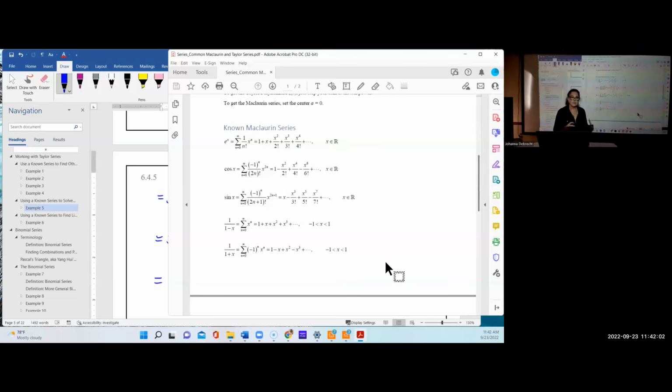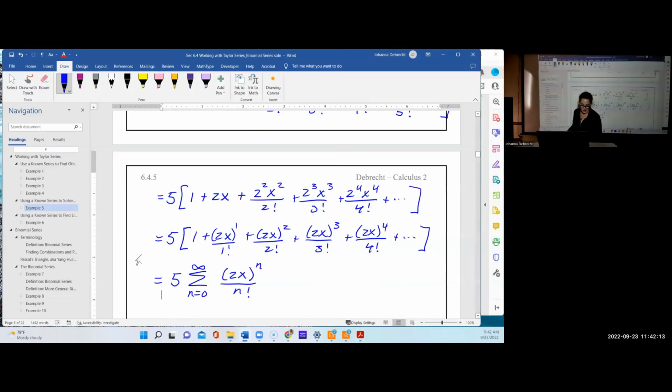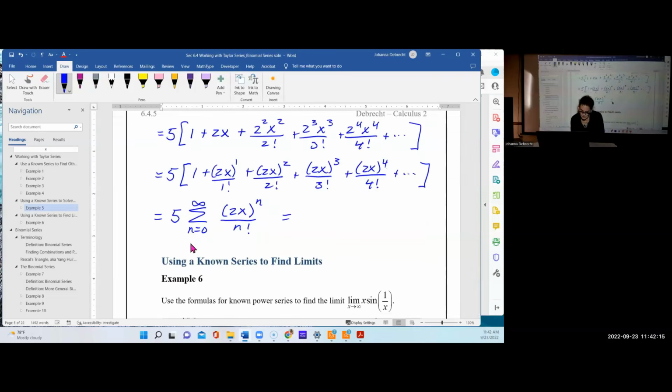If you scroll through, you're eventually going to see that this is the pattern for e to the x. It is something to the nth power divided by n factorial, where we've replaced x with 2x. So this must be e to the 2x. So this becomes 5e to the 2x. In other words, my solution to this differential equation is 5e to the 2x. It is a particular solution because we had an initial value, and this becomes our solution to that initial value problem.